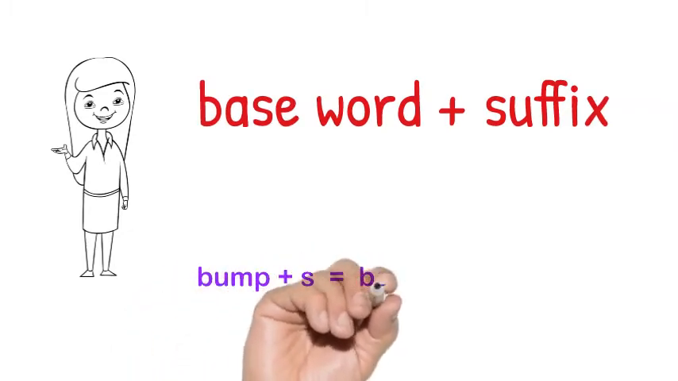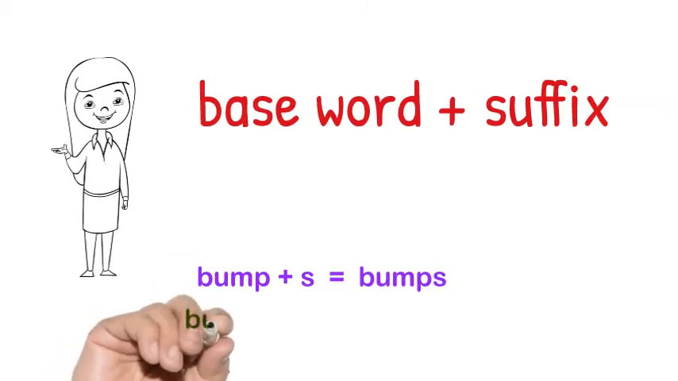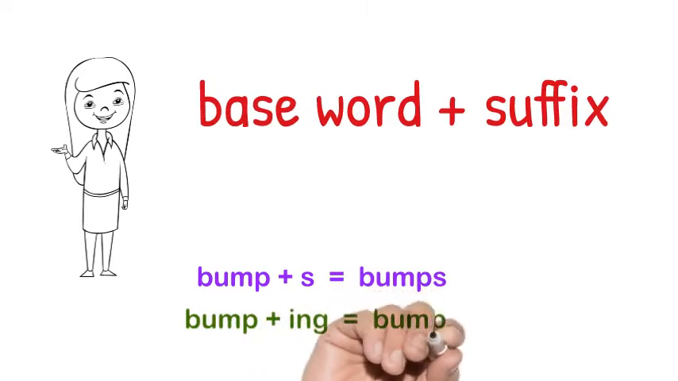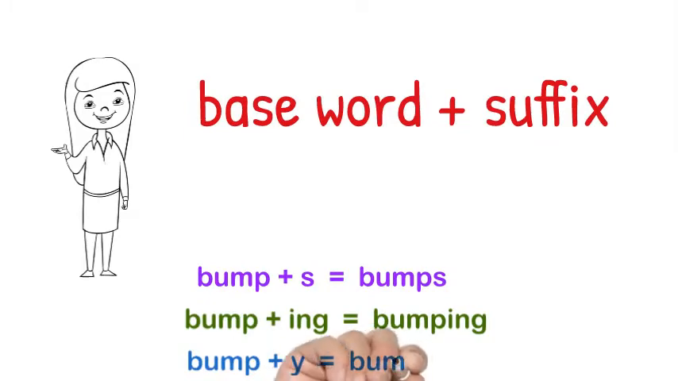For example, if you have the word bump and you add the suffix s, it becomes bumps, more than one bump. If you have bump and you add ing, it becomes bumping. I'm bumping along right now. Or I can add the suffix y and it can become bumpy, like the road is bumpy.